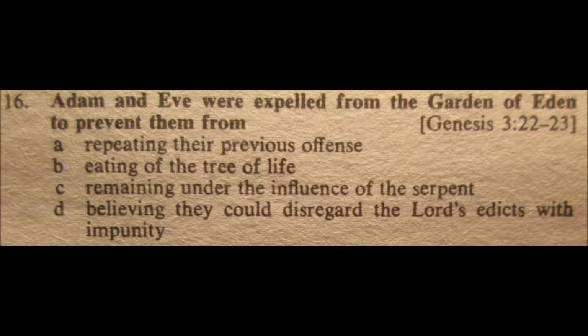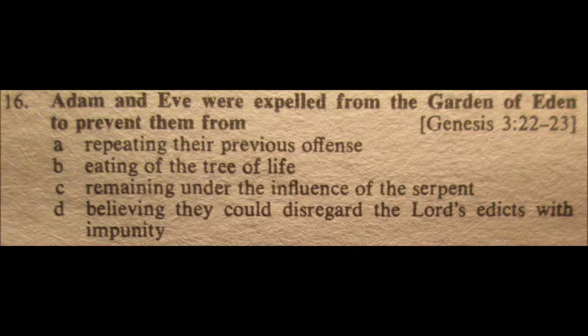Question 16. Adam and Eve were expelled from the Garden of Eden to prevent them from A, repeating their previous offense, B, eating of the tree of life, C, remaining under the influence of the serpent, D, believing they could disregard the Lord's edicts with impunity. Well, here again, D is the longest choice, but I don't think that it is correct. I believe that B, eating of the tree of life, is the correct answer for question 16.